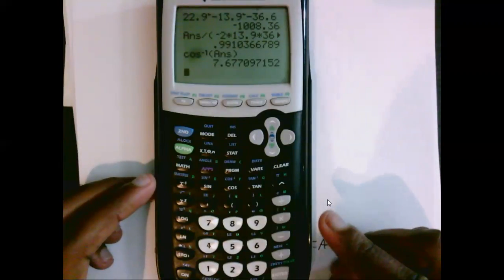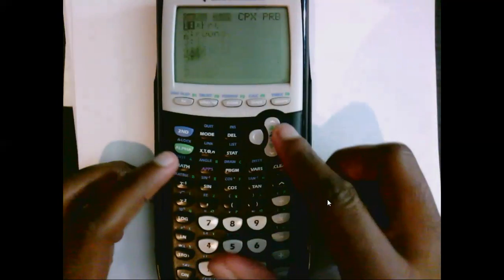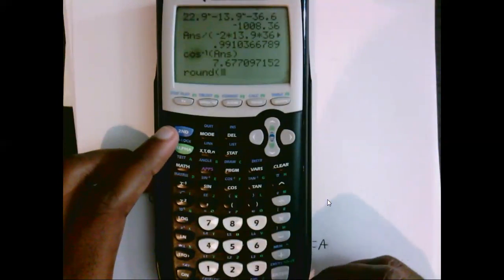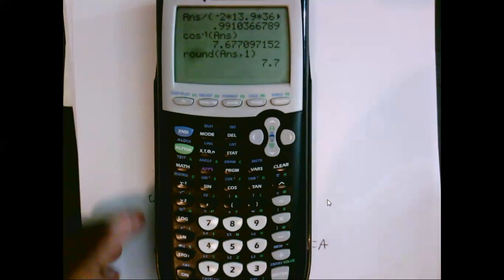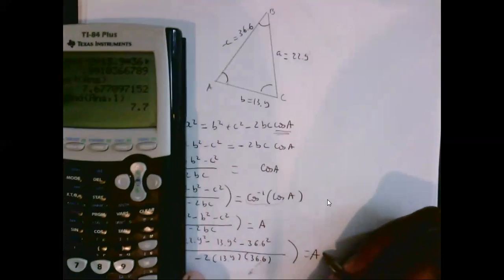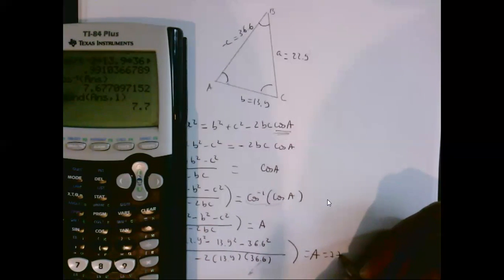I get 7.6 something. Now they told me to round to the nearest tenth, and I get 7.7. So A equals 7.7 degrees. Now I have to find B.